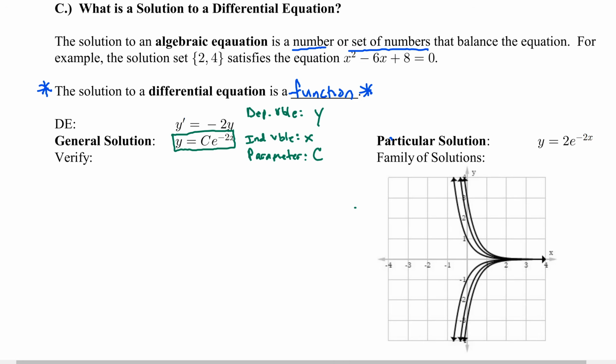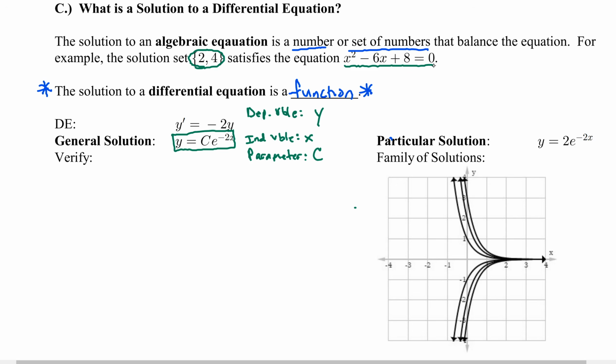Now, if we backtrack just a minute to our algebraic equation, the way that we would verify that these two values satisfy this equation is by using substitution, right? We would plug in both of those values independently and make sure that the equation is balanced. We're going to do the same thing with the differential equation.